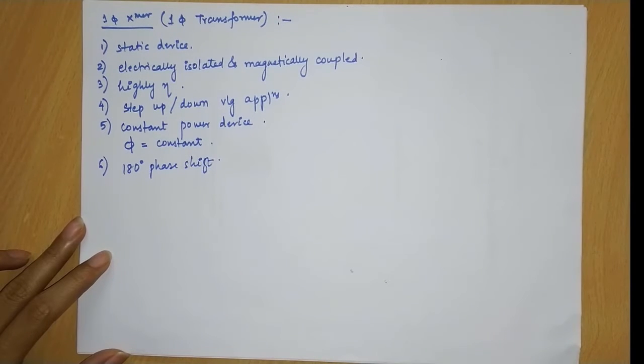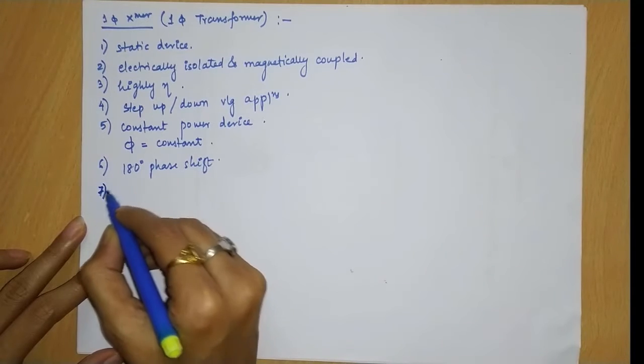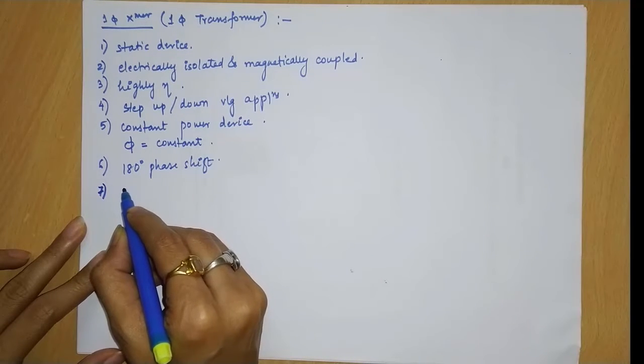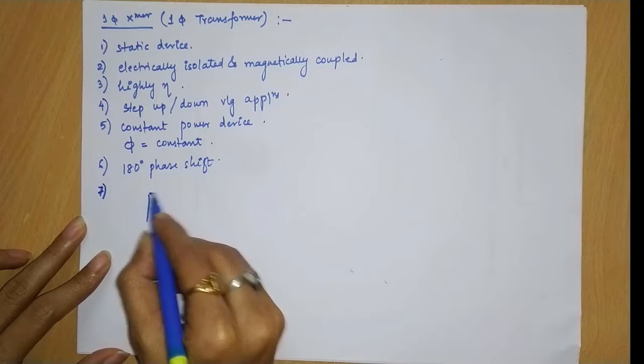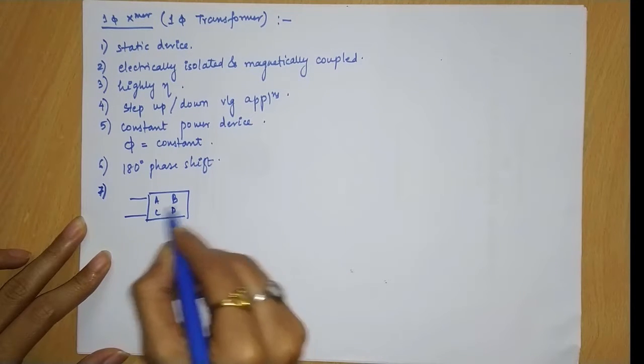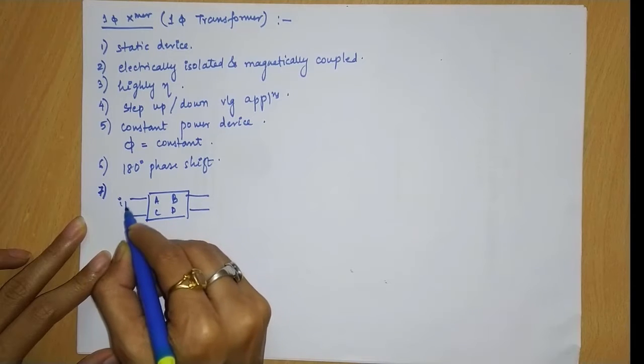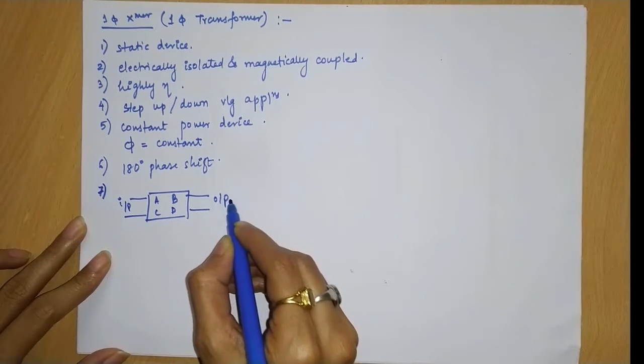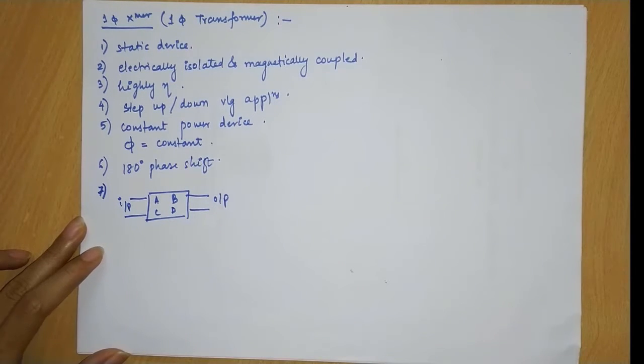The next feature of the transformer is it is a 4-terminal 2-port network and it can be modeled using ABCD parameters. ABCD parameters, in other words, we say transmission line parameters. Transformer can be modeled in this way. This is the input port, this is the output port. It is a 4-terminal 2-port network and can be modeled using transmission line parameters.